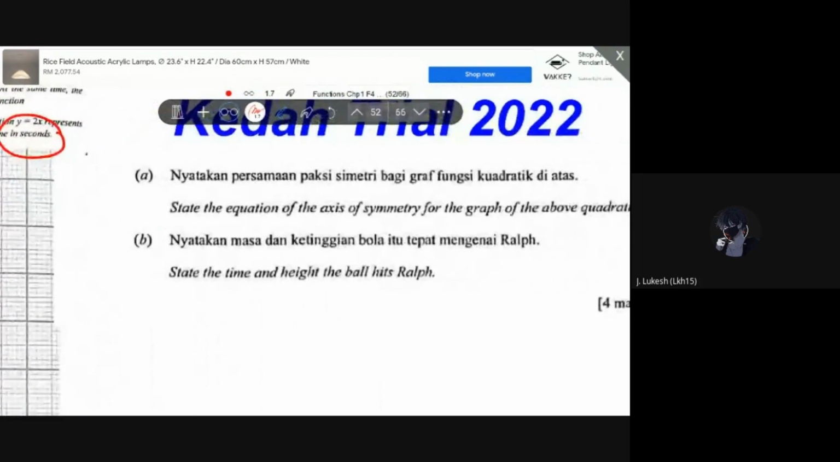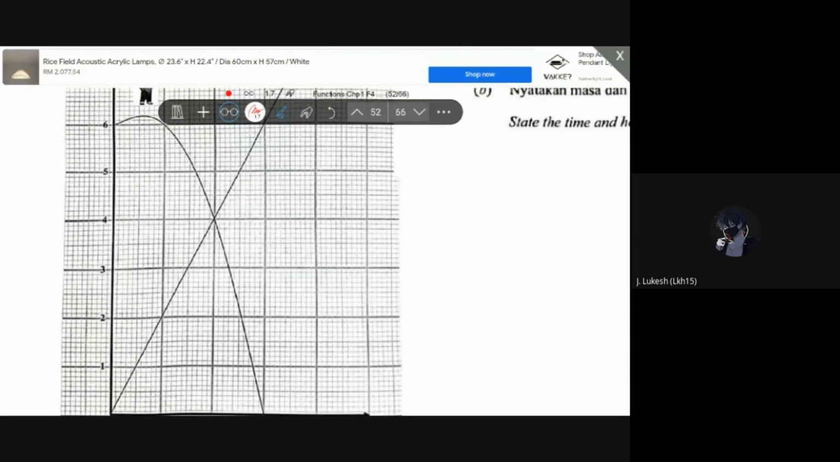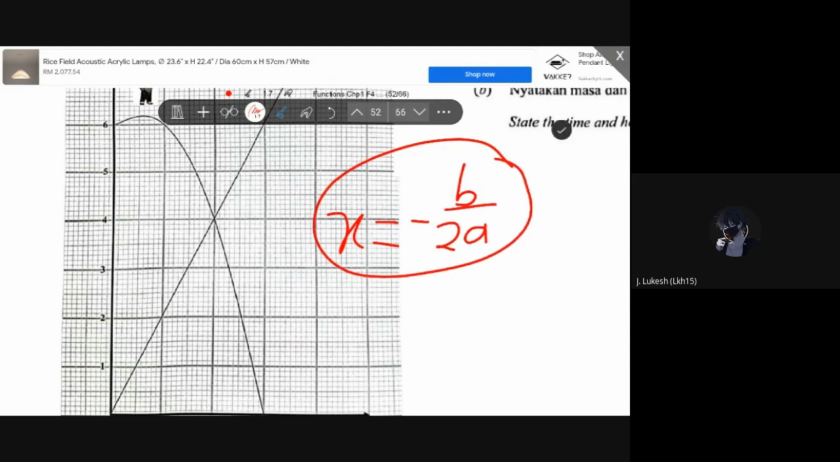Now we read the question. State the equation of the axis of symmetry for the quadratic function. So can anyone tell me the idea: how to find the equation of the axis of symmetry? Is it gradient? No, gradient is for a straight line. Use the formula negative b over 2a. Very good, correct, you remember that formula. This is an important formula, and a lot of people don't realize you can use it in Add Maths, because people forget this formula a lot, and it actually comes from your Modern Maths. So you must know this formula to find the axis of symmetry.